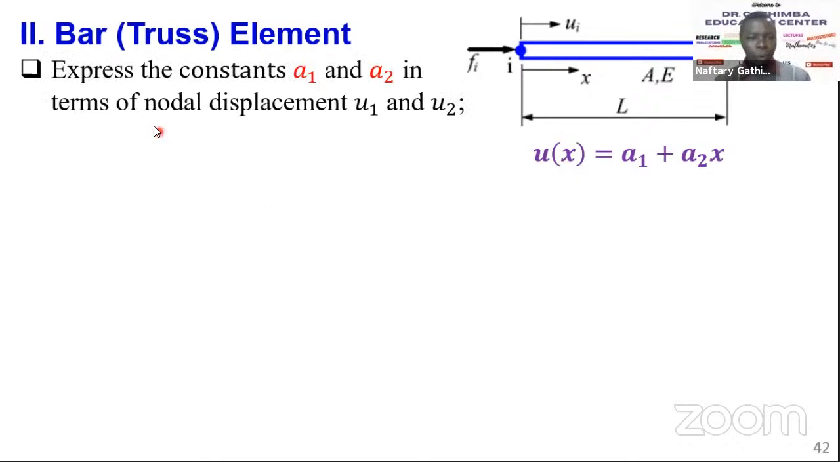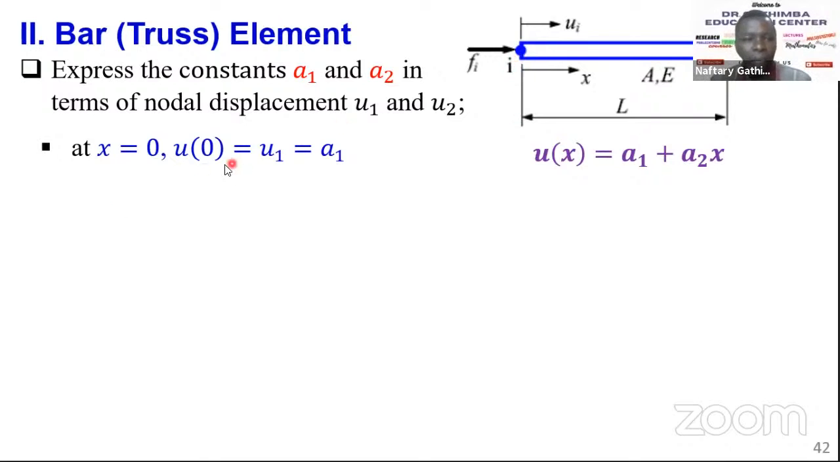And then we can express the constants a1 and a2 in terms of nodal displacement. Remember, because we said we interpolate between the nodes. So we want to define our displacement in terms of the displacement at node 1 and node 2. Can we get the displacement at any one point by interpolating between the known displacements calculated at the nodes? So this is now deriving, or getting, the constants.